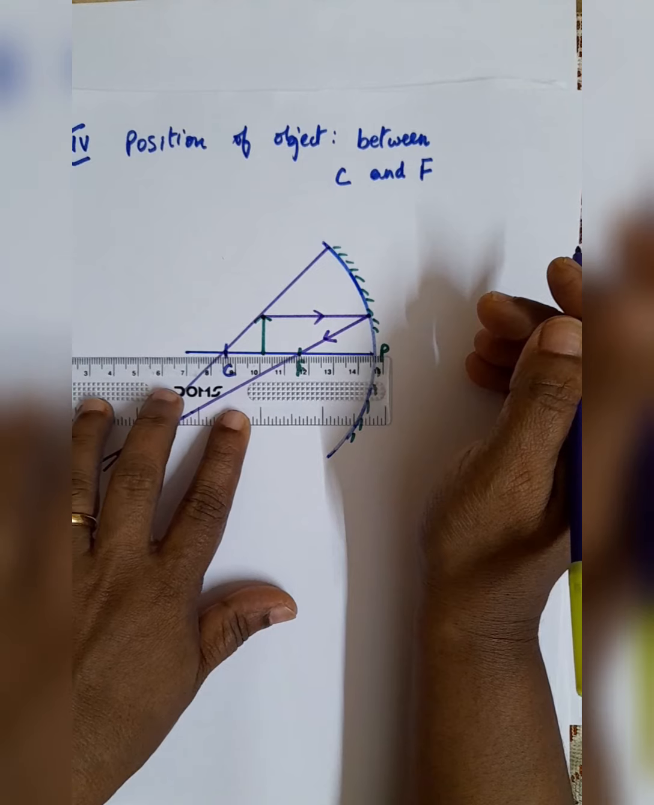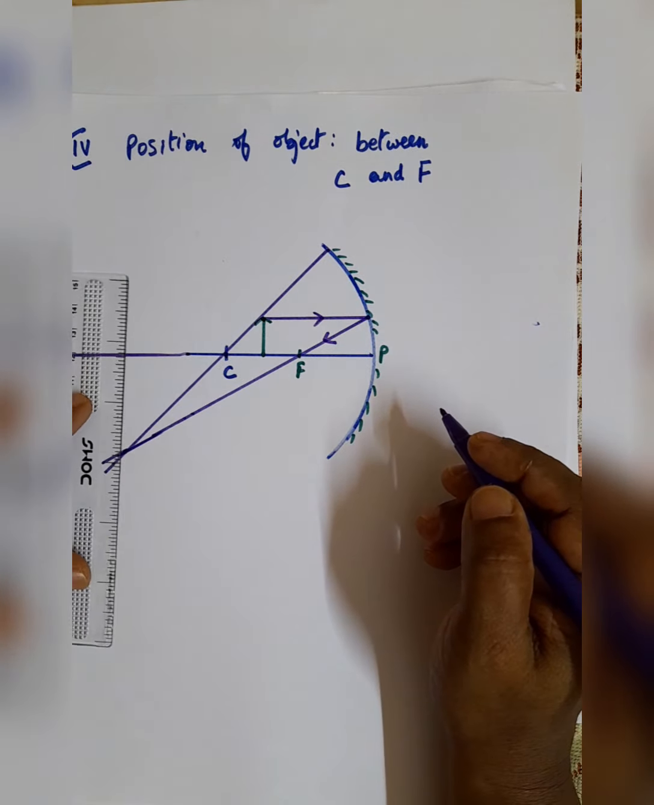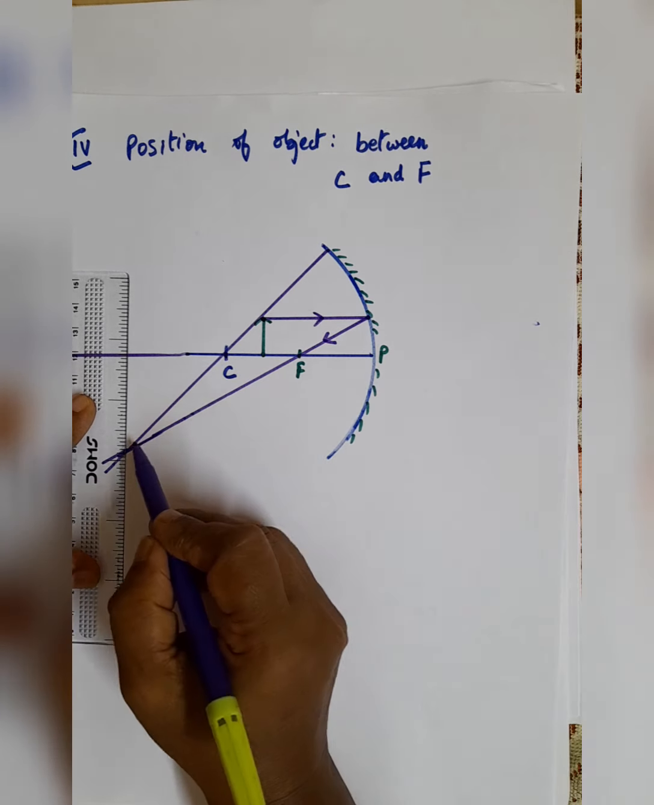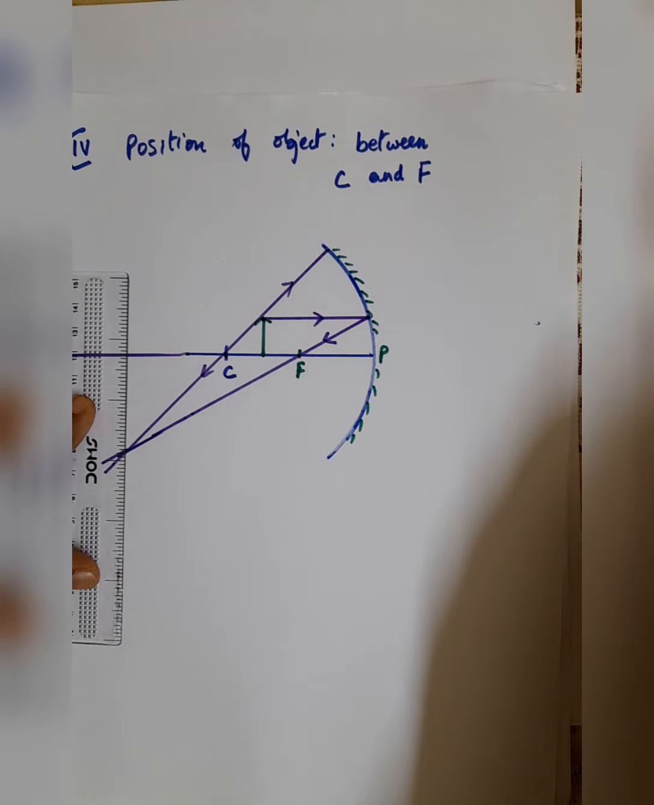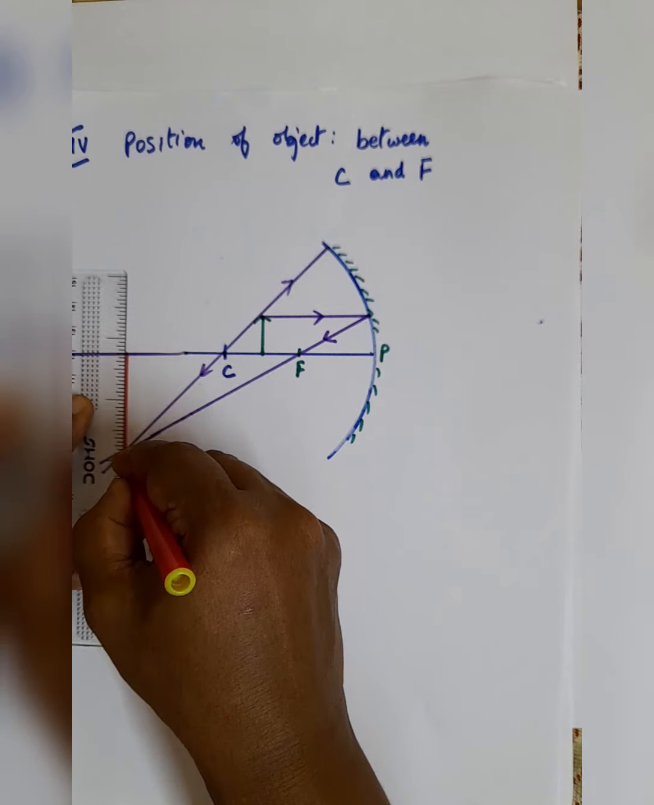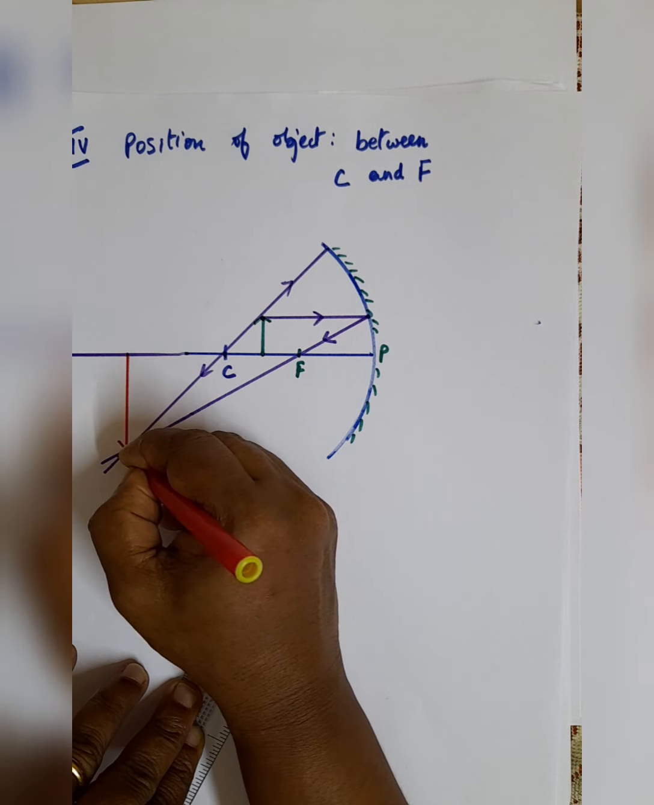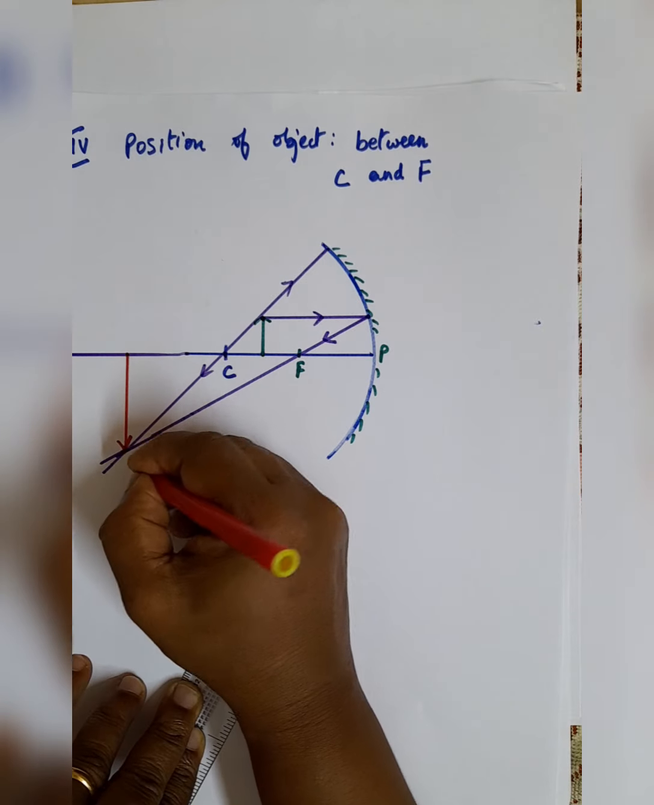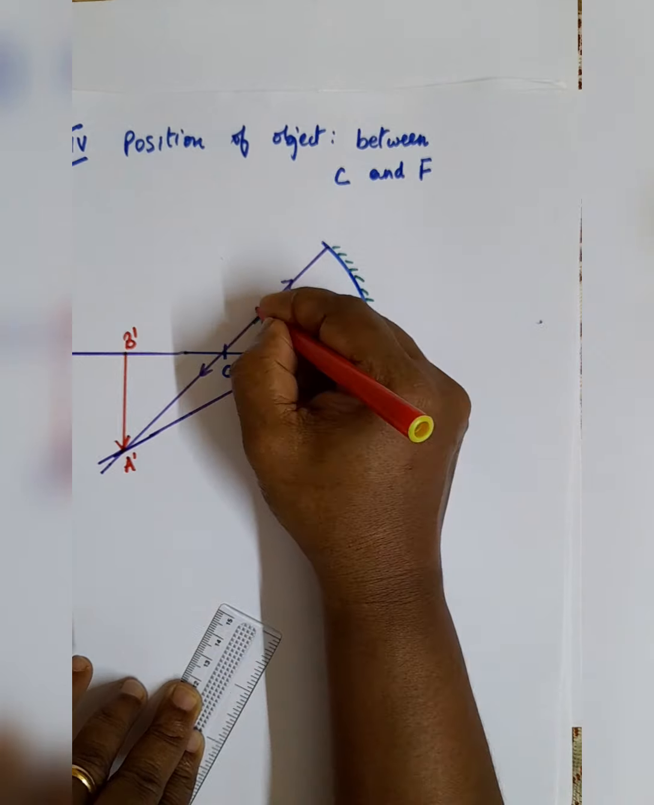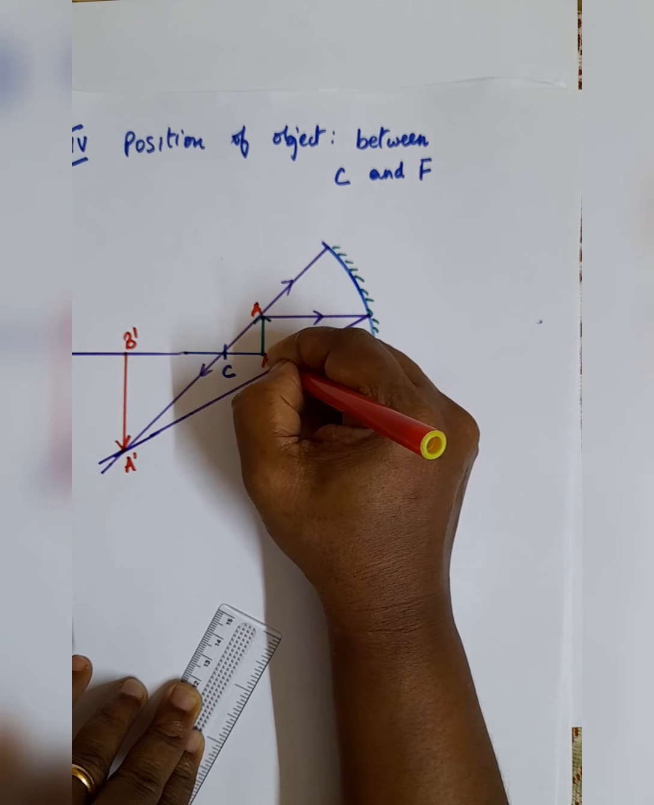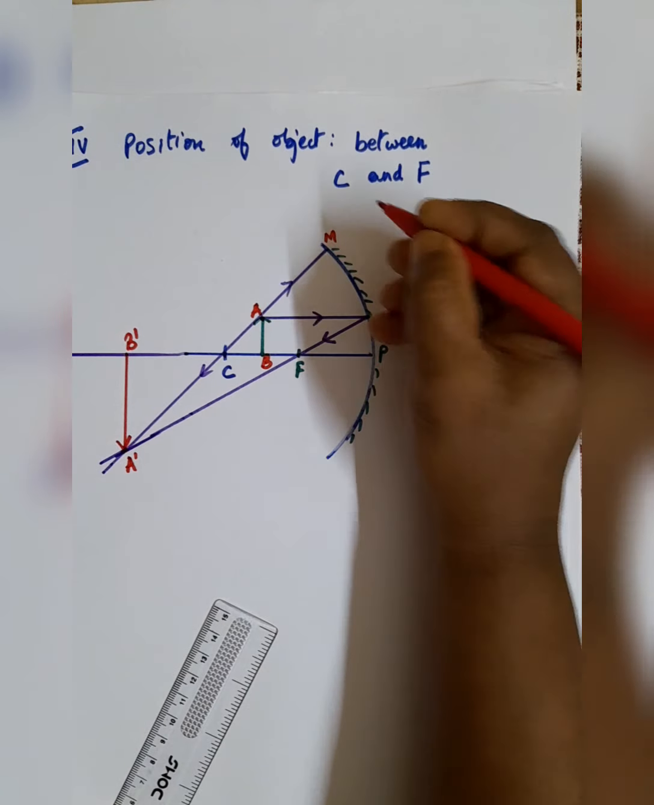So extend this principal axis a little bit so that you get the drawing of the image. So the reflected rays meet here. So this is the image formed, inverted. So what do you write? A dash, B dash, and this is your object AB. Okay, this is your MN aperture.